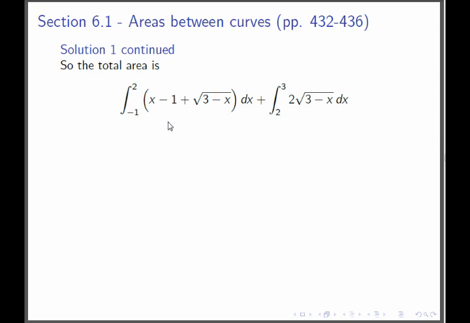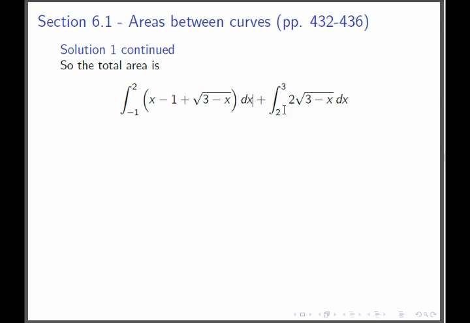The total area is the integral from -1 to 2 using the first height, right? So for all the rectangles to the left of that weird intersection point at x equals 2, the area of the slice is given by this formula. This is the height, and this is the width, dx.